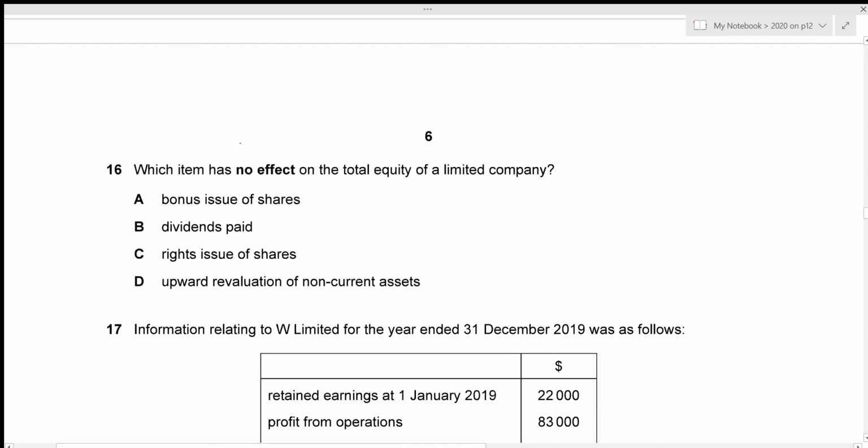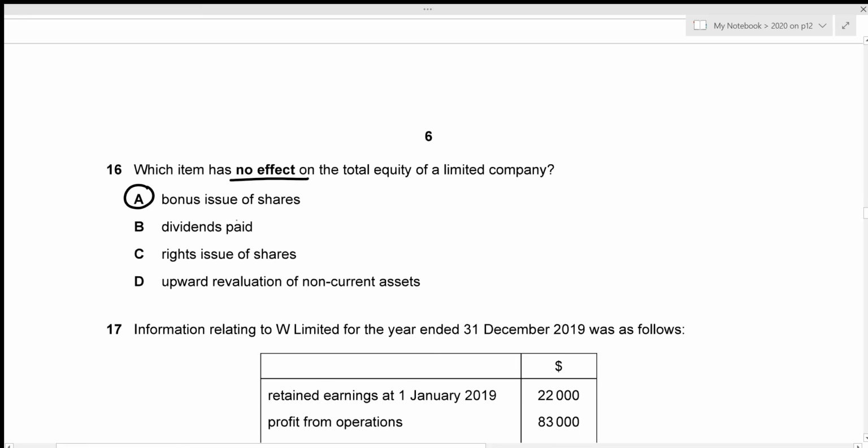In this question, we need to figure out which item has no effect on the total equity of a limited company. So the very first one is bonus issue of shares, and this is the correct answer. And remember that in bonus issue of shares, there is no inflow of cash from any outside parties, meaning that we fund the bonus issued ordinary shares by our reserves, which is the capital reserve as well as the revenue reserve. So the total equity of a limited company will not be changed because the amount that is taken from the capital reserve or the revenue reserve is just going to be added to our ordinary shares.